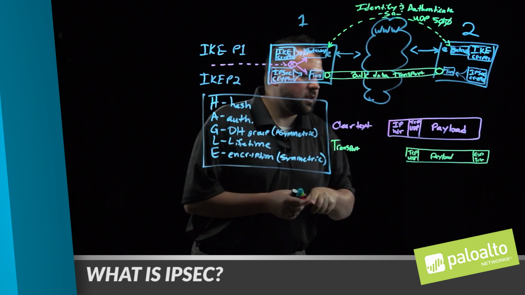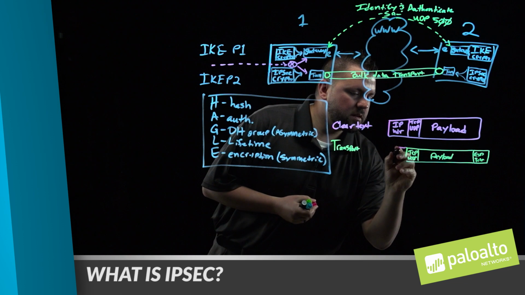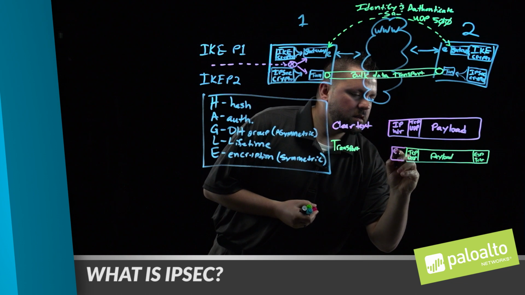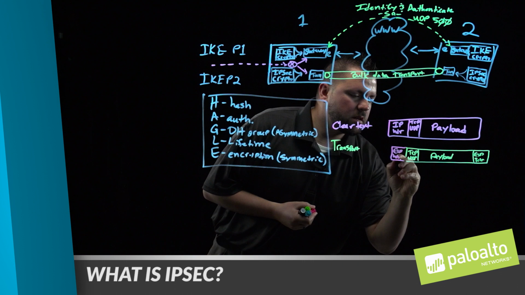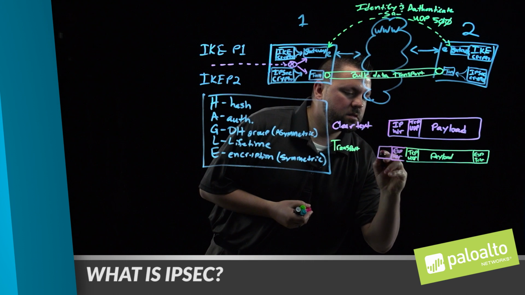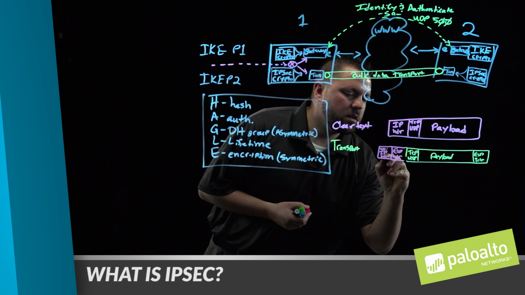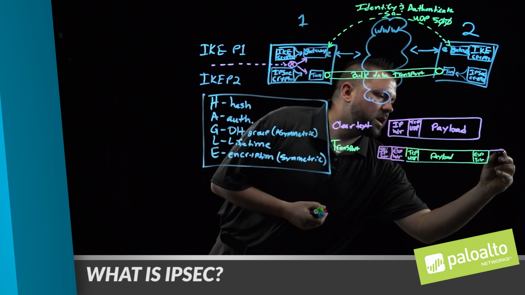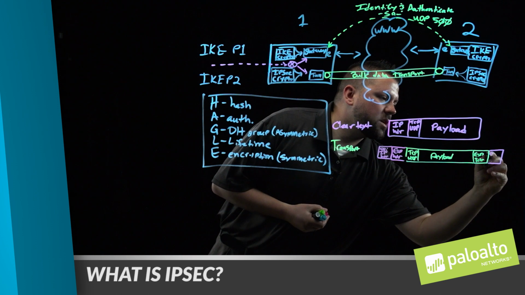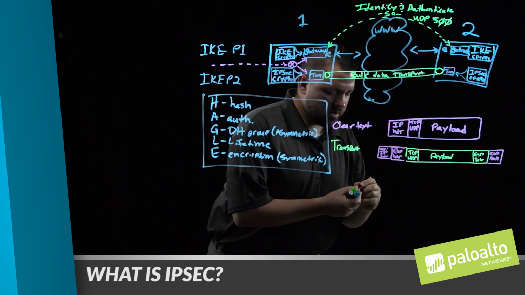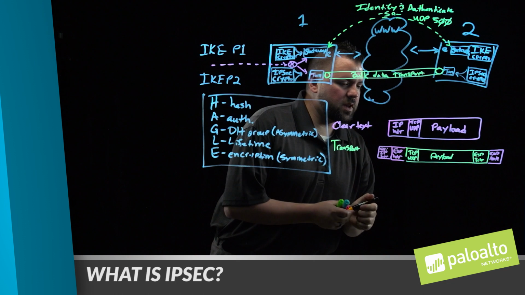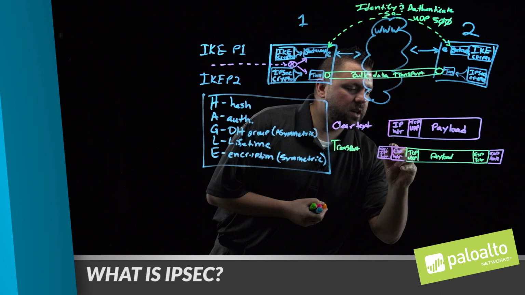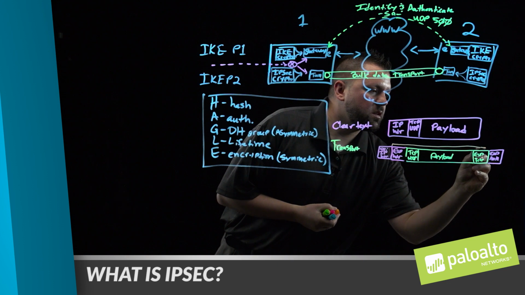Unencrypted is an ESP header and our original IP header. And finally, we add on an ESP auth. This auth is used to authenticate everything from the header of ESP down to the ESP trailer.